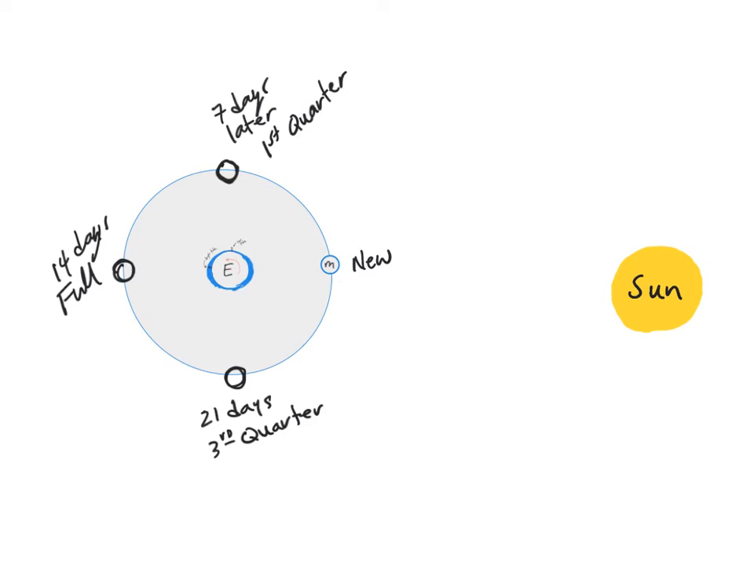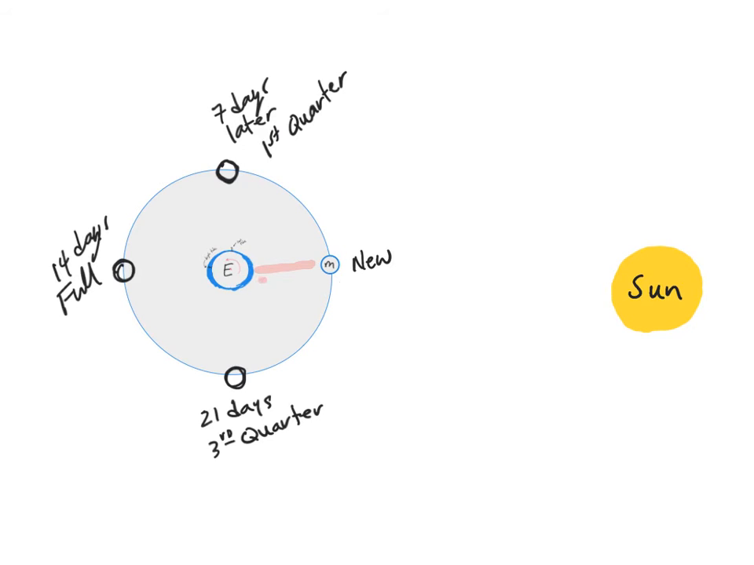By 21 days, we would have a third quarter moon. And then a full 28 days after we started our lunar cycle, we would have a new moon again. Okay, let's take a look at new moon again. And let's consider the fact that there is a gravitational attraction between the Earth and the moon right now.